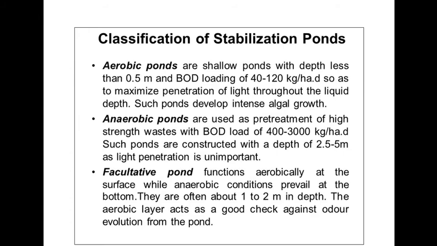Secondly, the anaerobic ponds. Anaerobic ponds are used as a pre-treatment of high-strength waste with a BOD of 400 to 3000 kg per hectare. Such ponds are constructed with a depth of 2.5 to 5 meter as light penetration is unimportant. So when anaerobic treatment occurs, the depth of the ponds is higher, light penetration is unimportant, and the depth varies from 2.5 meter to 5 meter. So these ponds act as anaerobic ponds.